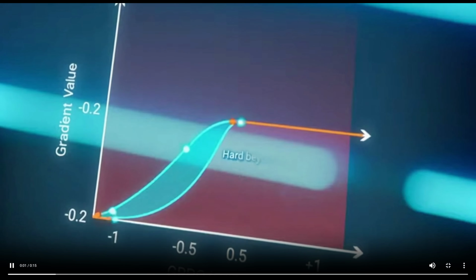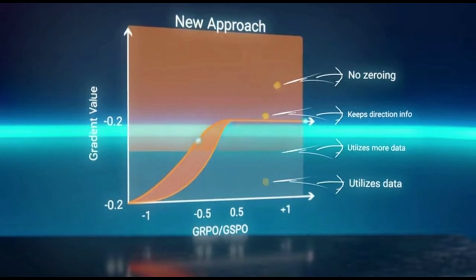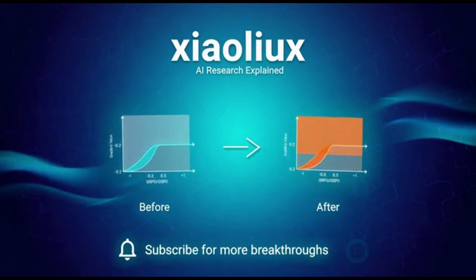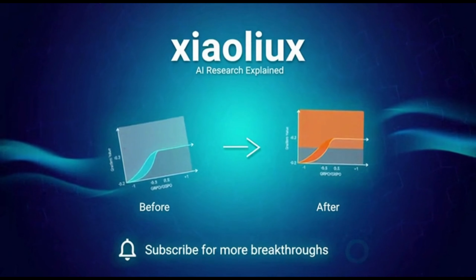Earlier, GRPO and GSPO optimizers used hard clipping. Any gradient that wandered beyond a tiny window was chopped to zero. The result? Information lost and data wasted. Our new approach doesn't slam the brakes. It scales back smoothly, keeping direction information and making use of every sample.